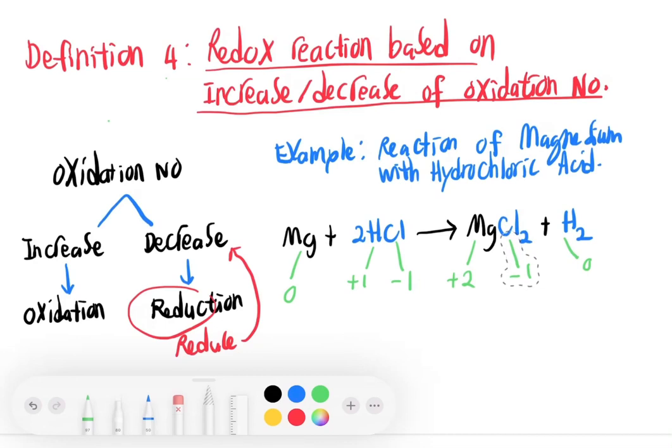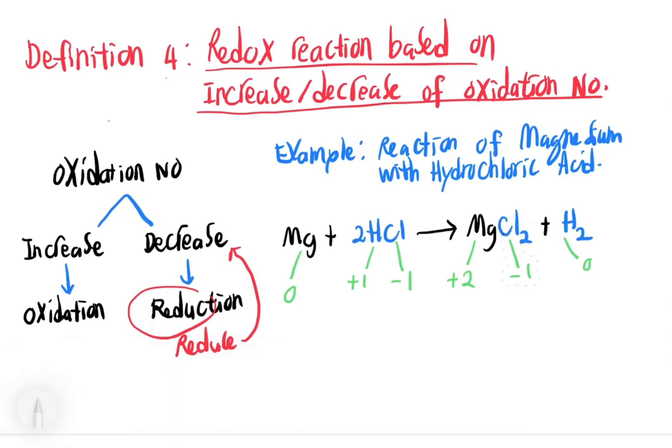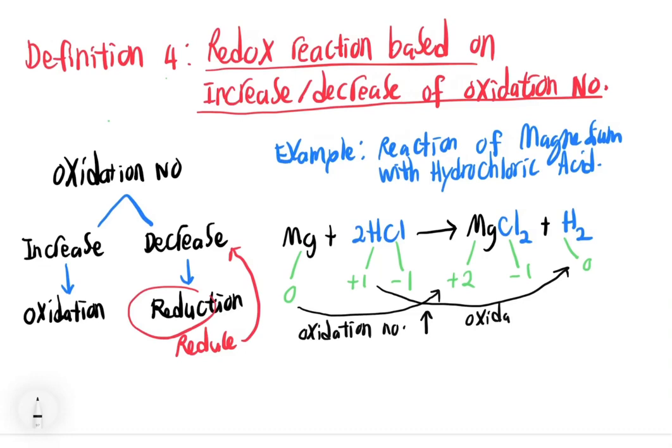Okay, so since the oxidation number of magnesium before is 0 and after is +2, the oxidation number of magnesium increases, and for hydrogen ion, the oxidation number decreases from +1 to 0. So oxidation number decreases.